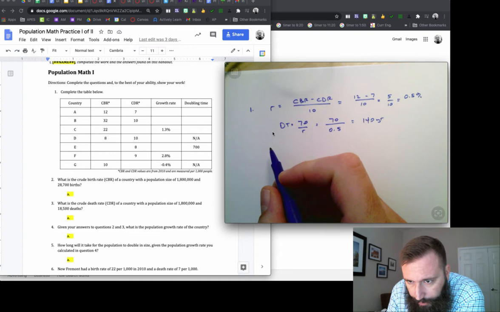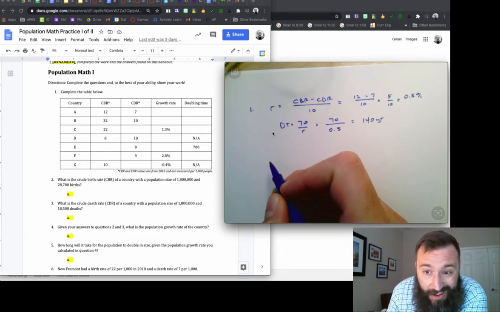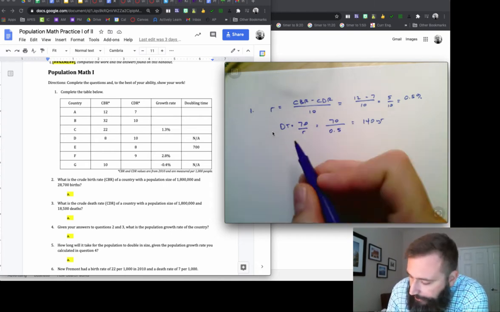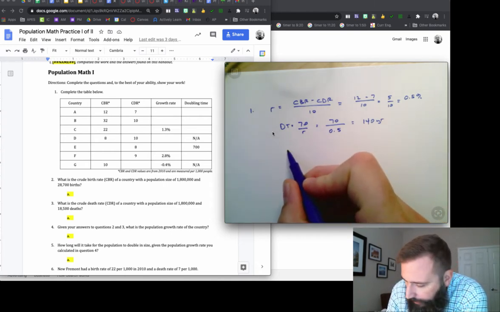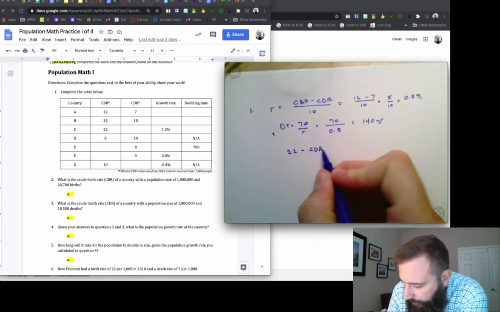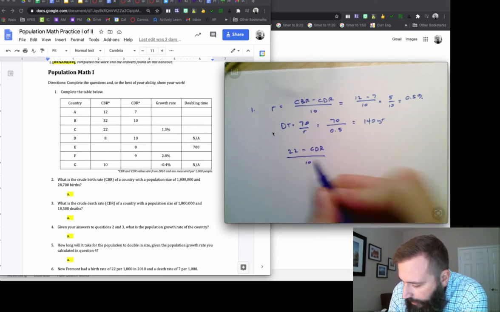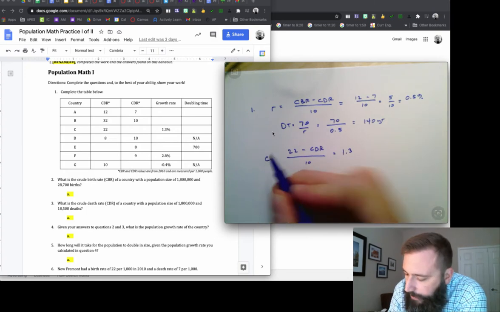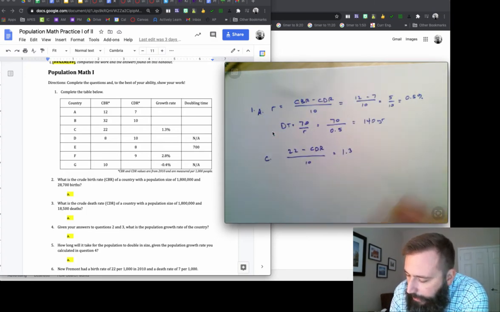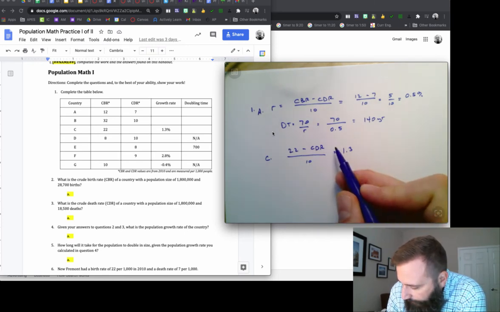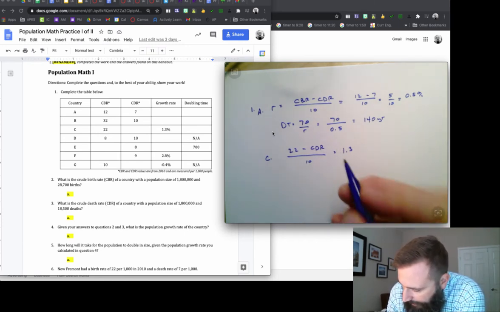For this one, we know the growth rate, but we're missing CDR. Think about it, it's just algebra: we've got X, solve for X. I'm going to use the same formula. CBR of 22 minus my unknown CDR over 10 is equal to 1.3. This is country C, that was country A. I've got to get CDR by itself, so I'll multiply both sides by 10.